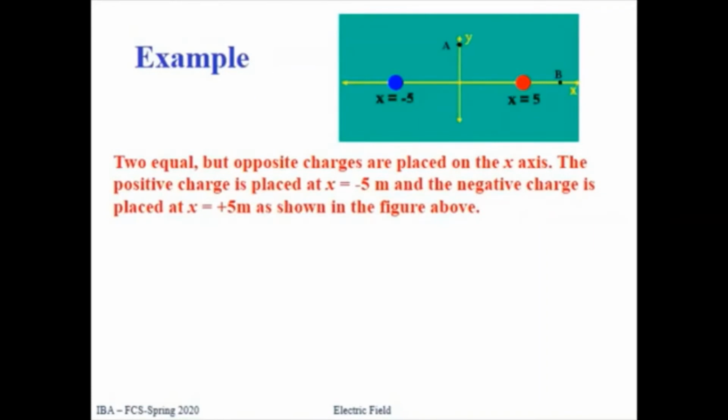Let's have a very short quiz. Two equal but opposite charges are placed on the x-axis. The positive charge is placed at x = -5. So here is the negative x-axis where we place a positive charge, and a negative charge is placed at x equals +5 meter. So this is the point where we place the negative charge.